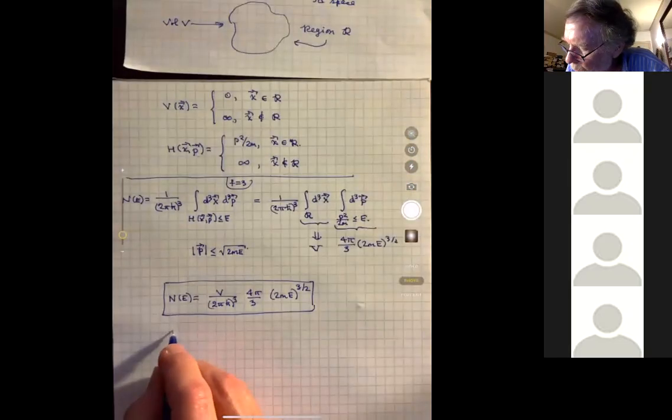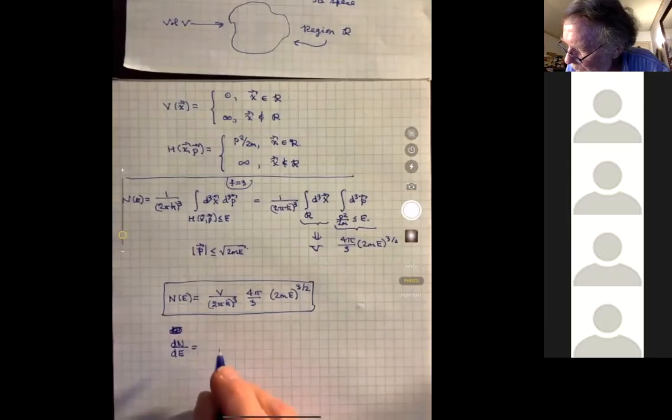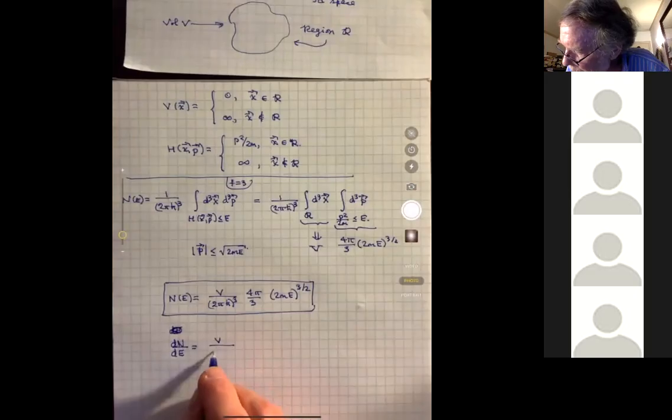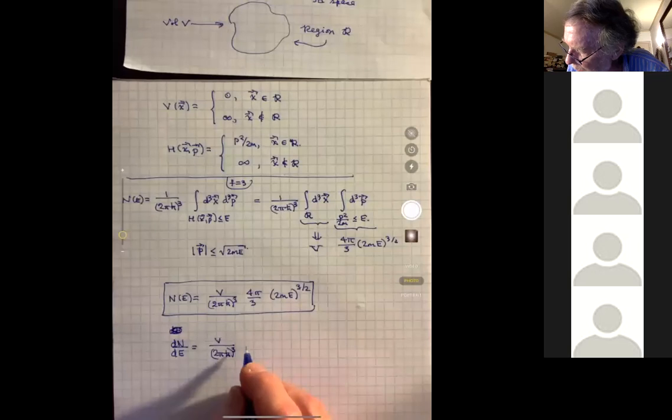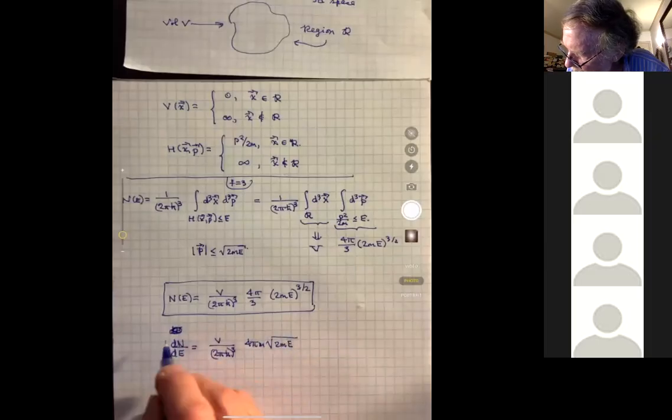Now, an associated quantity that we're oftentimes interested in is the derivative of the number of states with respect to energy. This is called the density of states. And if you've done any physics at all, you've certainly heard about density of states. Well, here we just get it by doing the differentiation. It's just simple algebra to do it. So it gives you 4 pi m times the square root of 2mE like this. And let me box that because that's also a useful formula.